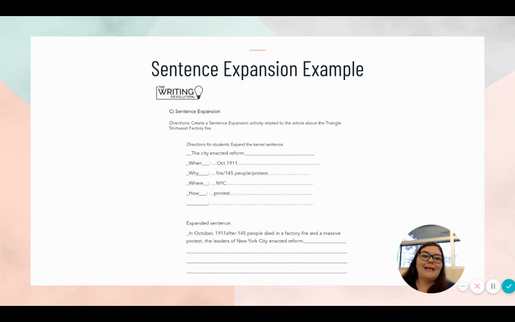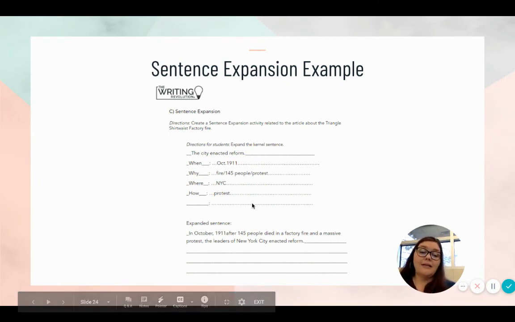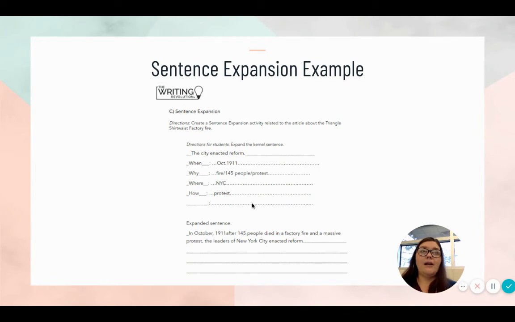Where I want to see that complete sentence writing is anywhere there is a full line. So here you see a full line, down here you see full lines. So anytime my students see that dotted line, that indicates to my students that they are just writing words or phrases. So the expanded sentence I anticipate my students putting together is: in October 1911, after 145 people died in a factory fire and a massive protest, the leaders of New York City enacted reform. That's an example of what I might expect my students to show me.